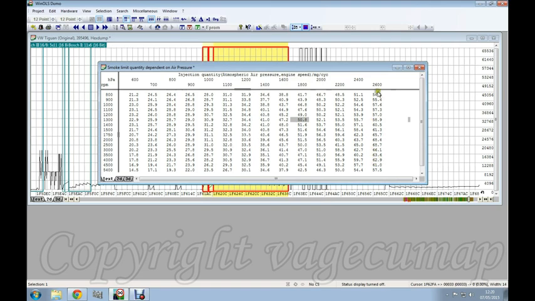So here's the maximum amount we're going to inject. So we're going to inject just under 70 milligrams.